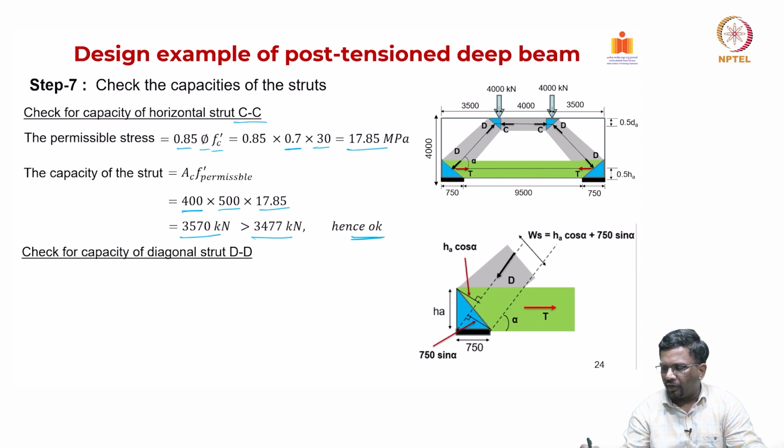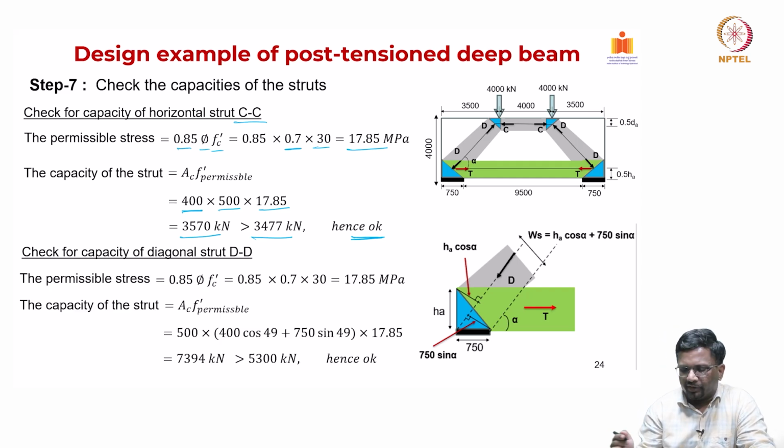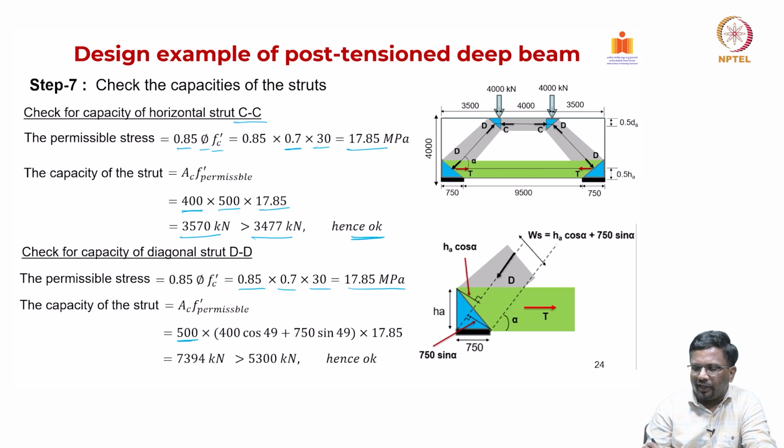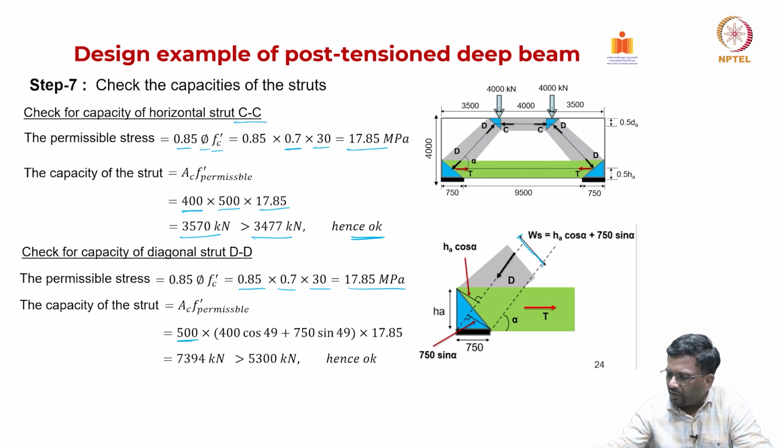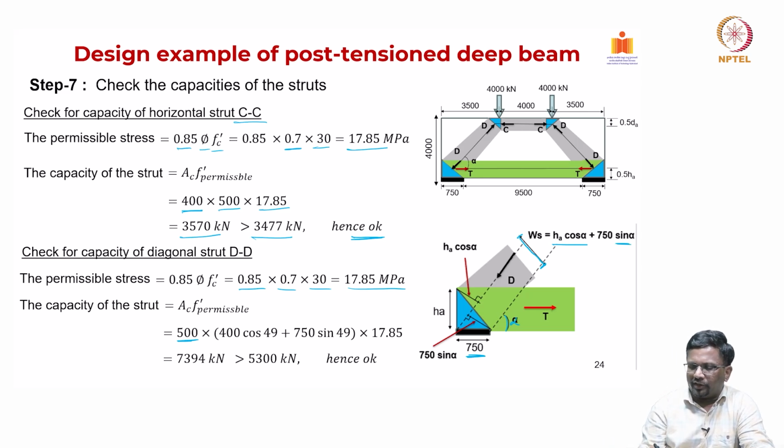And now, we have done the top strut, now let us look at the diagonal strut capacity. So, here it is going to be a little more involved. Now, I have to measure the width of this particular strut. So, let us look at it now. So, the permissible stress again remains 0.85 times 0.7 into 30, which is 17.85. Now, the only thing is I have to calculate the area of this strut, right. This is the width. Now, what is that width? You see here, using geometry, now that you have calculated your alpha, you will find that the width of the inclined strut is going to be HA times cos alpha plus the width of the support times sin alpha. So, if you substitute that, HA is 400, 400 into cos alpha, cos 49, plus the width of the support, which is 750, times sin alpha, will give me the width of that strut.